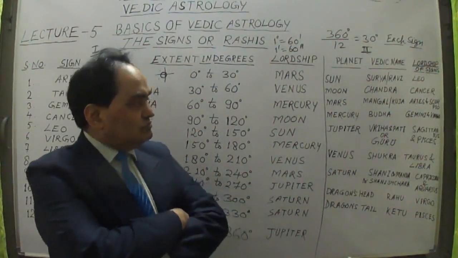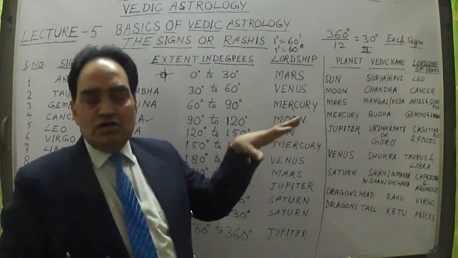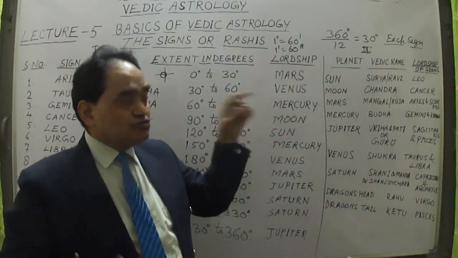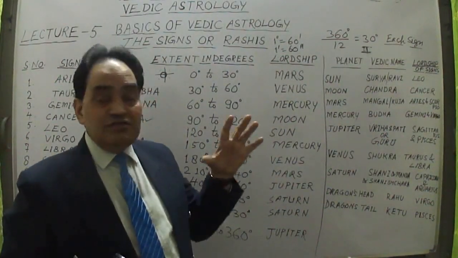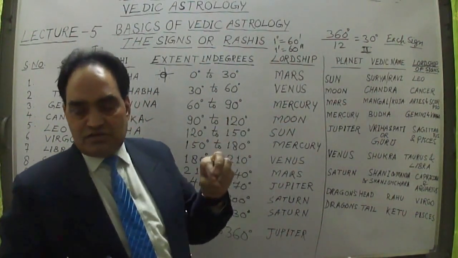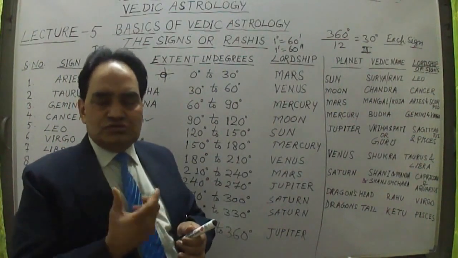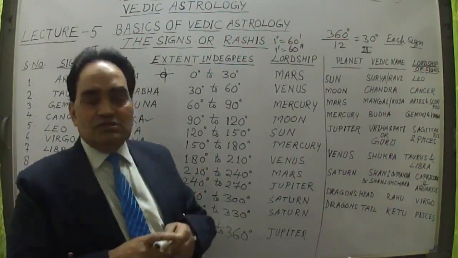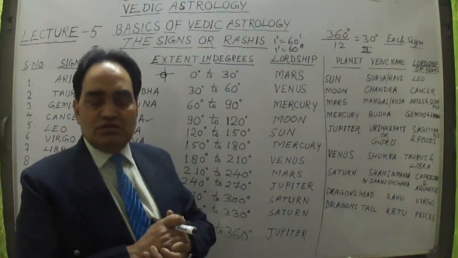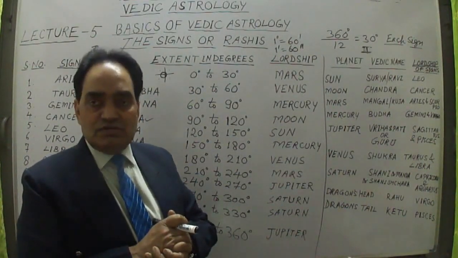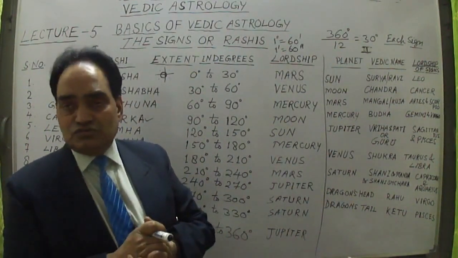Okay. So Mangal is known as Kuj, Mangal, or Mars. Mars lords two signs, Aries and Scorpio, right? Aries and Scorpio, first sign and eighth sign. These two signs are lorded by Mars or Mangal or Kuj. Or Dharasut. Dhara means Prithvi, the earth, and Sut means son. So Mangal is also known as Dharasut, right?